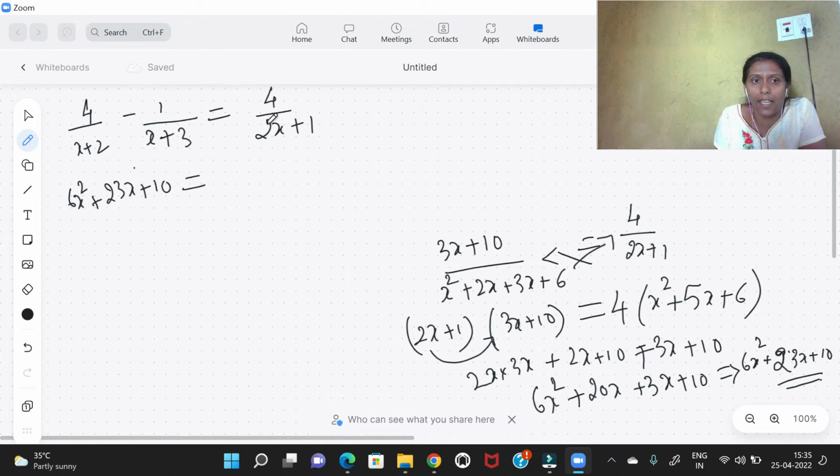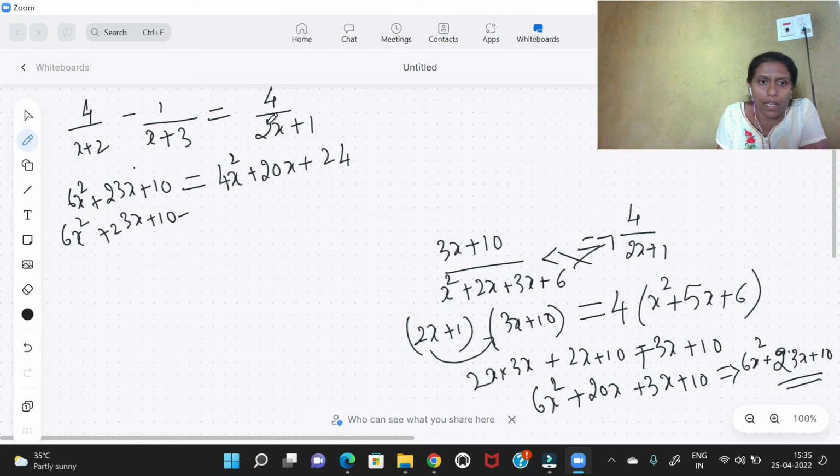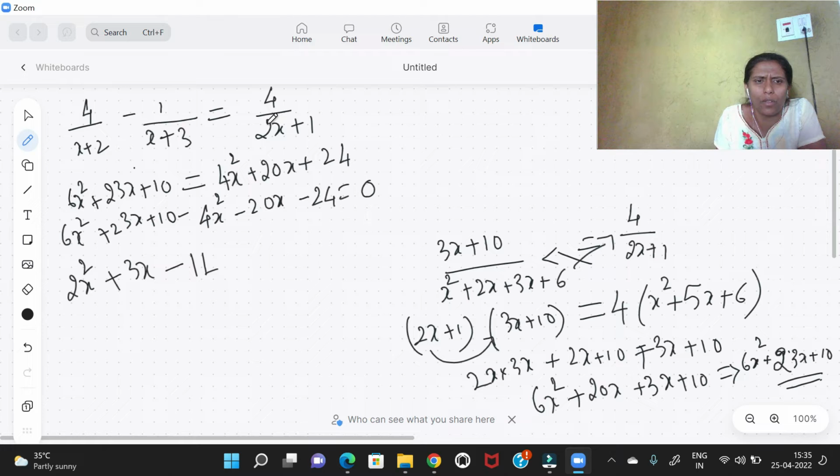We did it, and then again, let's start multiplying by 4 also. It is 4x square plus 20x plus 24. Done. So now let's shift everything on to the left side, minus 4x square minus 20x minus 24 equal to 0. Yes, perfect. It is 2x square plus 3x minus 14 is equal to 0. So now what we have is a perfect quadratic equation.